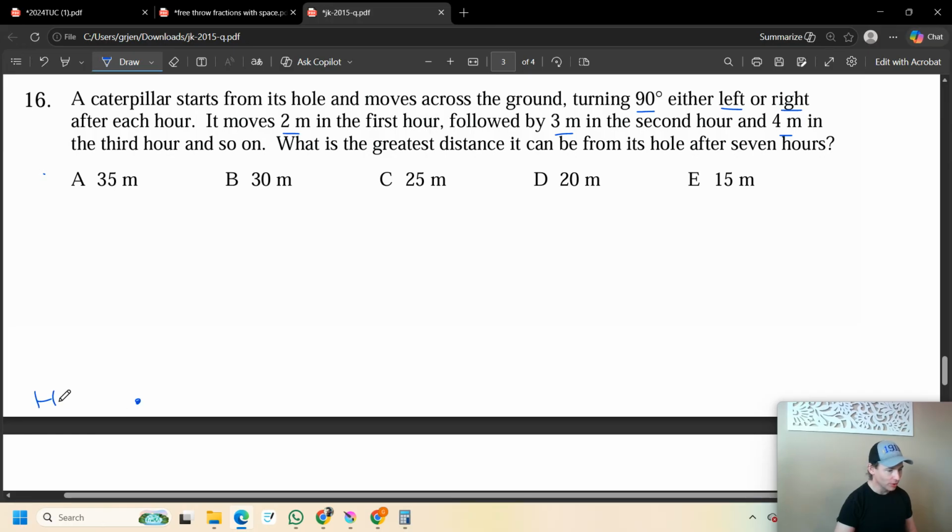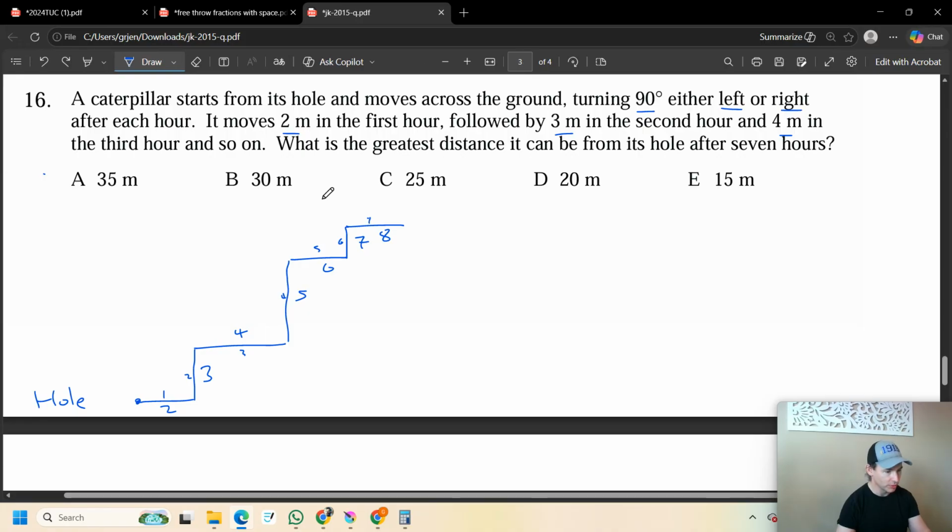Here's its hole, and we're going to diagram it. This is 2, this is 3, this is 4, this is 5, this is 6. We're going to get a little smaller here. We're going to run out of space. 7, and then this is 8. Is that 7 hours? 1, 2, 3, 4, 5, 6, 7. Okay, so that's how far away it is. Let's remove my counting. So that's where it goes in 7 hours.